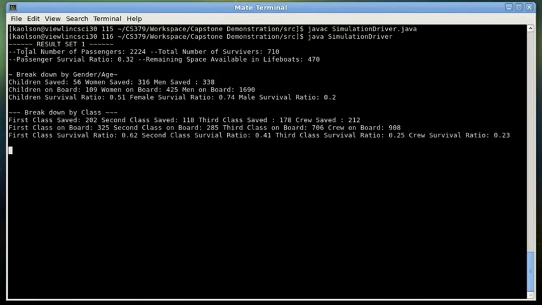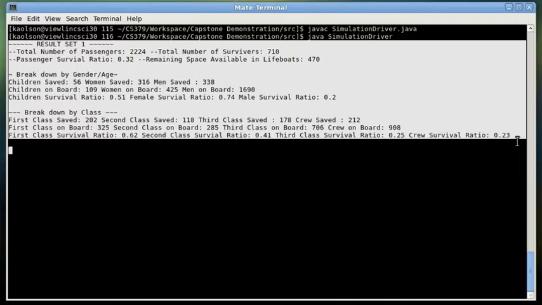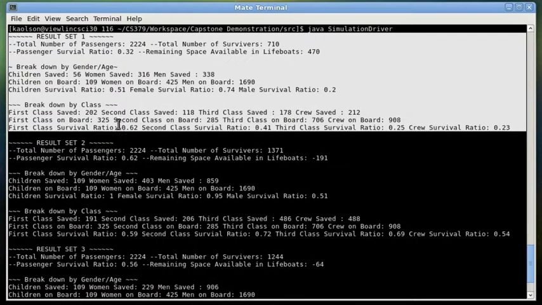And right away here, you can see in result set 1 that this is the real results of what happened in the Titanic. There were 2,224 passengers on board, we can see right here. And we can see that there were 710 total survivors, and that had a passenger survival ratio of only 32%. And if we look here, we can see that there was 51% of the children saved, 74% of the women, and only 20% of the men. So this wasn't a very fair breakdown of who got to live and die.